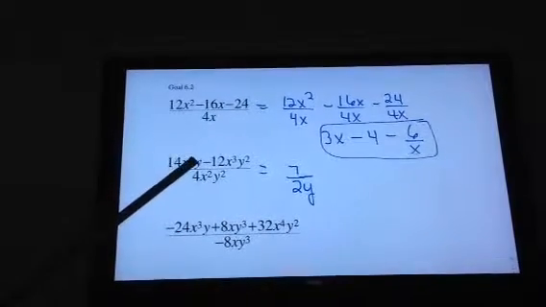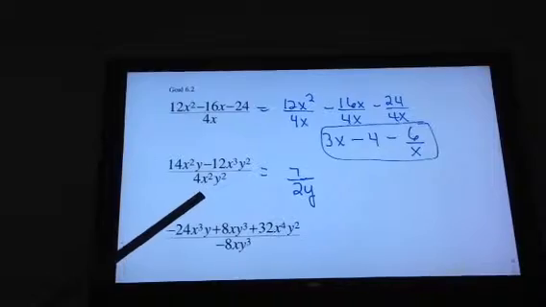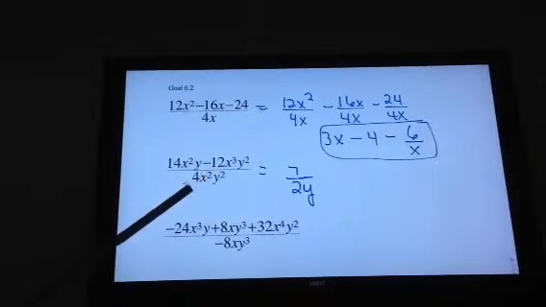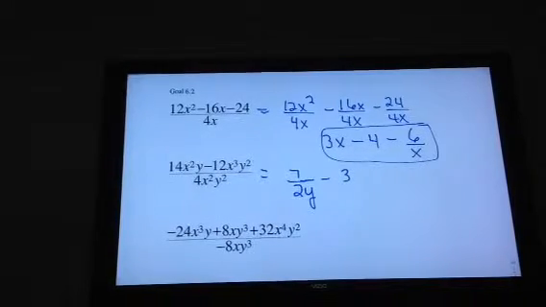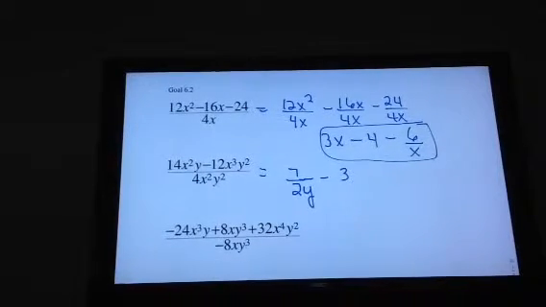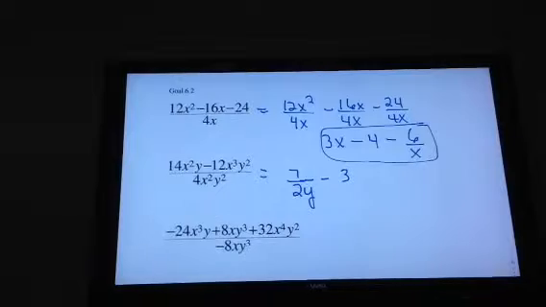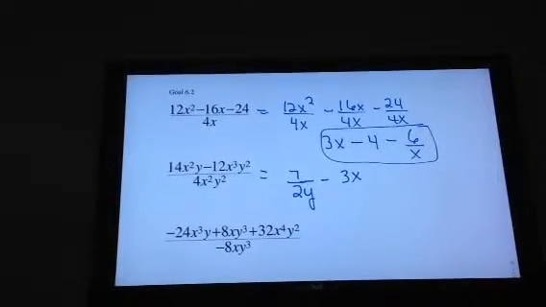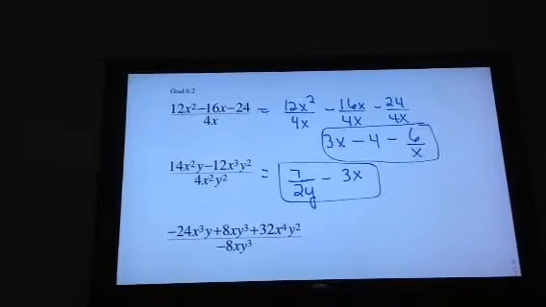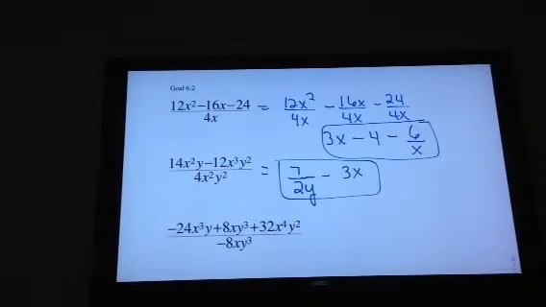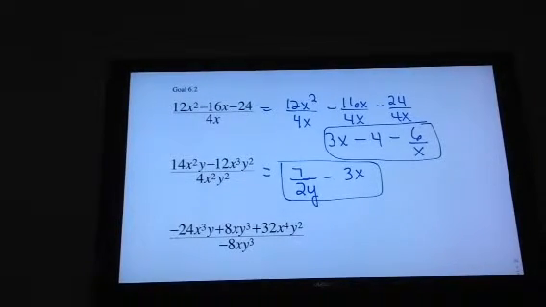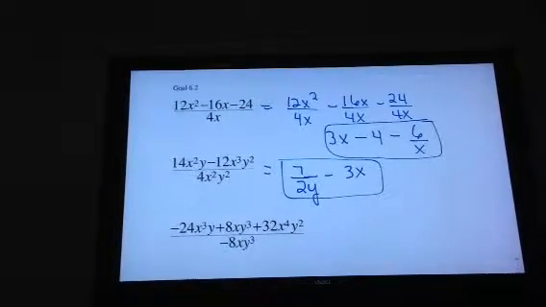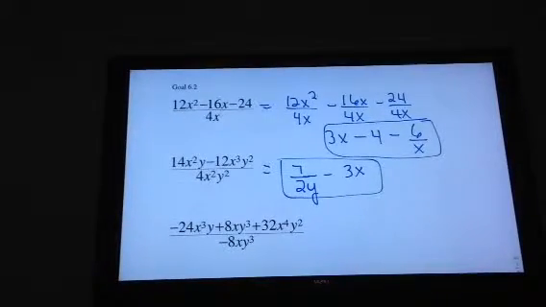And then I move to the next one, the 12x to the third y squared divided. Minus 12 over 4 is minus 3. X to the third over x squared, subtract my powers, 3 minus 2, leaves me x to the 1 in my numerator, and my y squareds would cancel. So certainly, as you can see, you can do that without writing it split up. If you feel better splitting it up to simplify, then do that, but you don't have to.